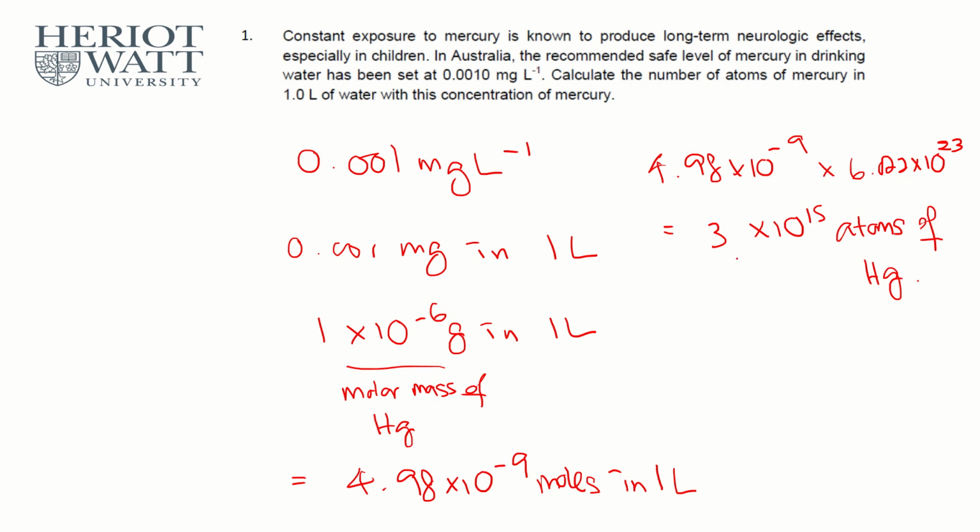So the answer for question 1 is 3 times 10 to the power of 15 atoms. Now remember, this calculation depends on how many decimal places you use during your calculations. Usually at the end of your calculations, we round it up to 3 to 4 significant figures. So it depends on how many significant figures and decimal places they use, and the final answer will have a slight difference from the given answer. It's about the range.